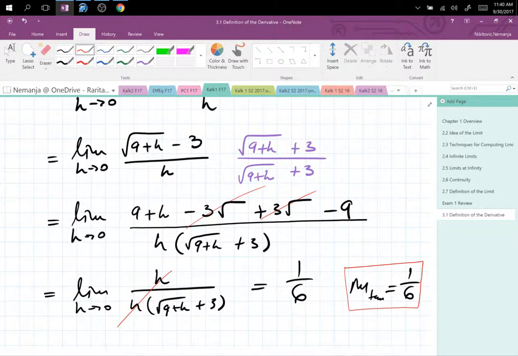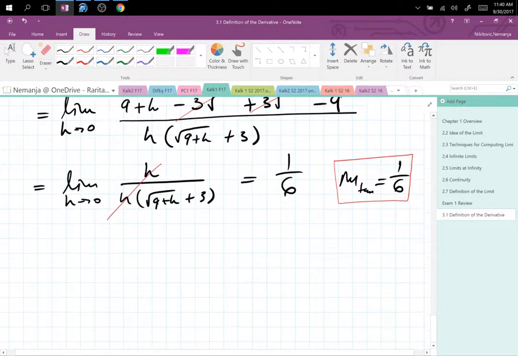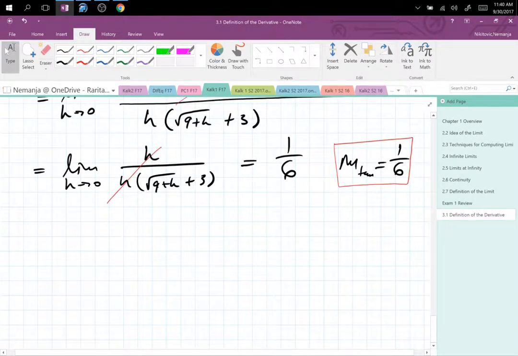You do all of this work, and you're happy that you got this 1 over 6, and then you realize that this number over here was not supposed to be 8. It was supposed to be 15. That means from scratch. Tough luck, right?